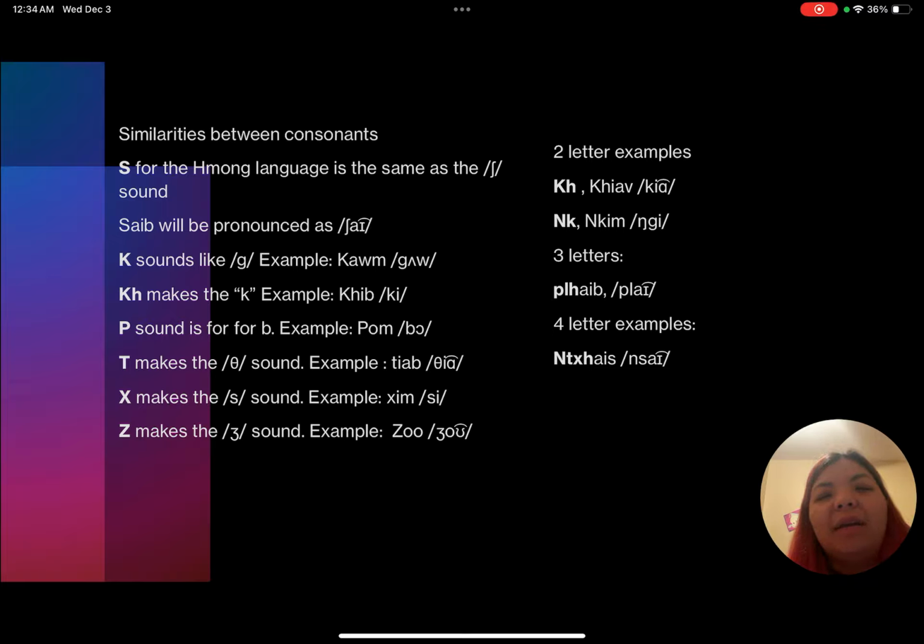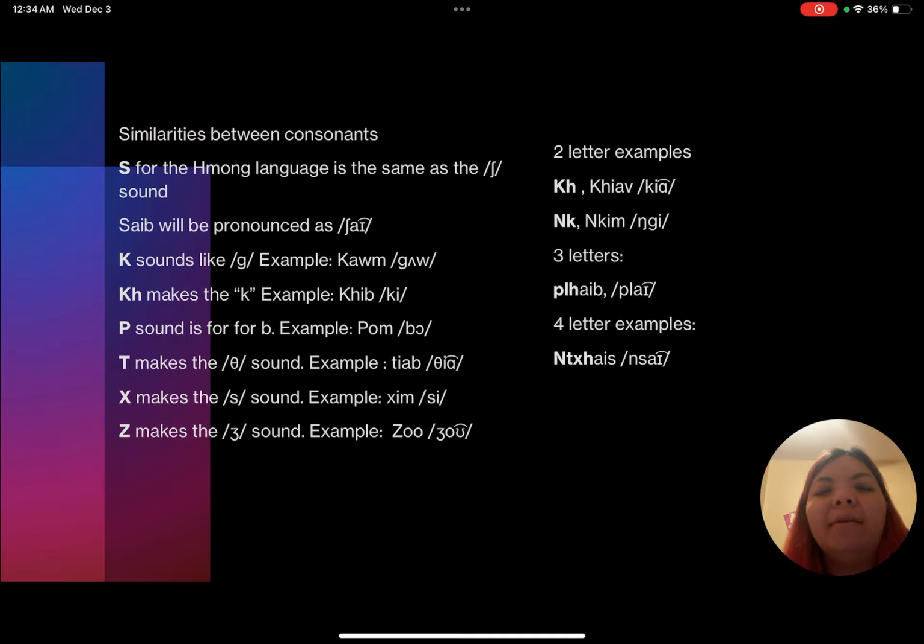Here are my two-letter examples. I had KH as in Kia. Kia means run, and it has the V tone. And then NK is Gi. Can you hear the nasally sound? Ngi. Gi means waist.